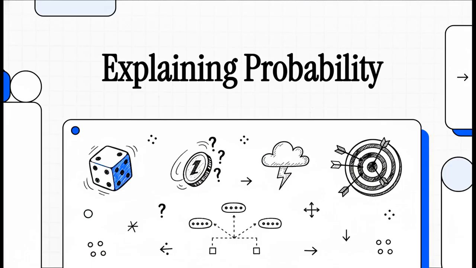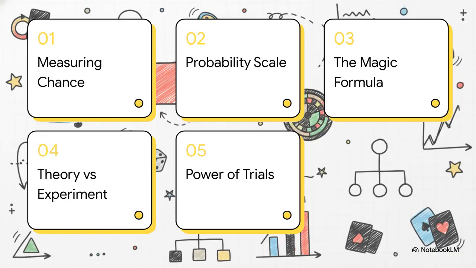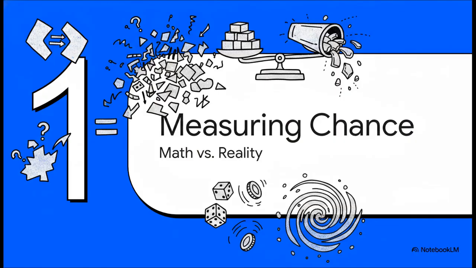Well, let's unpack that. Here's our roadmap for the explainer. 1. Measuring the unpredictable. 2. The probability scale. 3. The magic formula. 4. Theoretical versus experimental. And finally, 5. The power of trials.